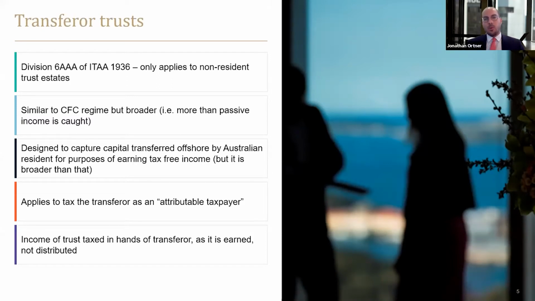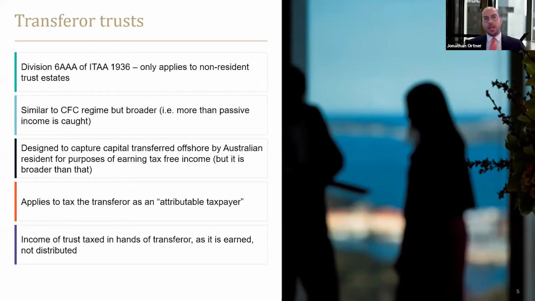And the other point to note is that the CFC regime, so controlled foreign company rules, and the transfer of trust rules, both are looking to achieve a similar objective in that they're trying to prevent the ability of taxpayers, resident taxpayers, from being able to roll up and accumulate income offshore and defer Australian tax until that income is ultimately repatriated to Australia, or in some cases avoided altogether if it's never returned.